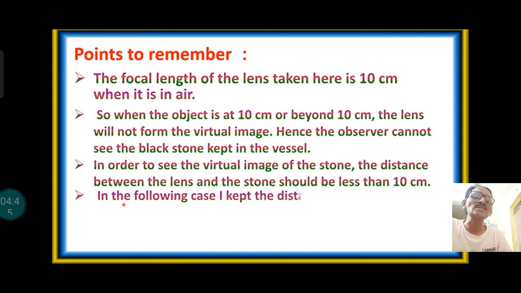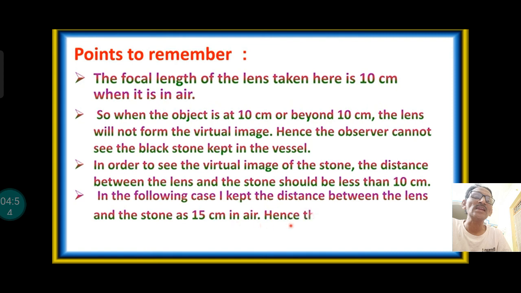In the following case, I kept the distance between the lens and the stone as 15 centimeter in air. Hence, the stone is not visible to the observer. That means the distance between the stone and the circular lens should be less than or equal to 10 cm, then we can see the stone. If it is more than 10 cm, the virtual image of the stone cannot be visible.